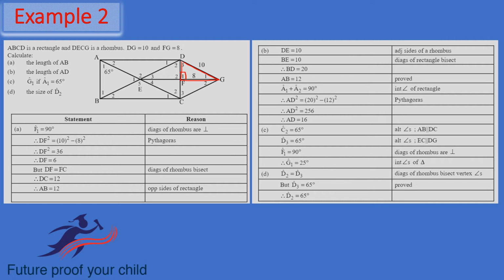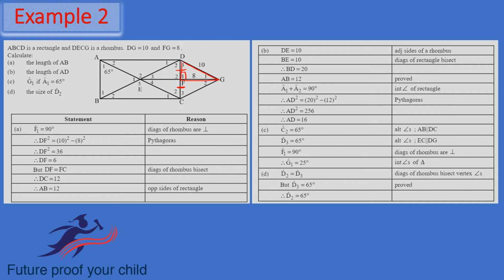6. However, DF is equal to FC, so have a look over here. DF equals FC, diagonals of a rhombus bisect. Therefore, my DC is 12. And therefore, my AB will also be 12 because the opposite sides of a rectangle are equal.